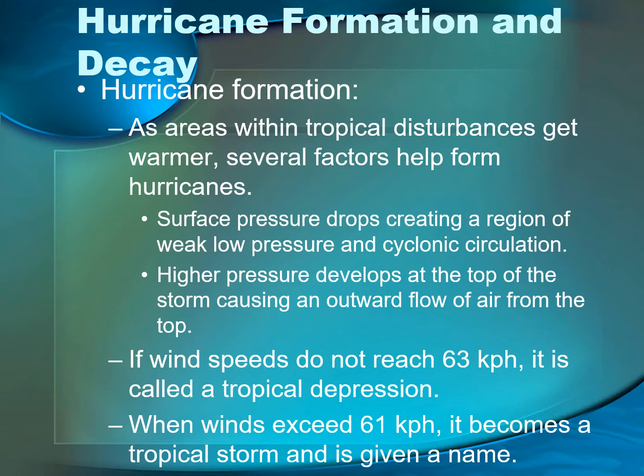And we have some numbers listed here in kilometers per hour, but I'm just going to call them out in miles per hour. So at first, it's just simply a tropical depression that may or may not turn into anything. But if your wind speeds reach 39 miles per hour, then it becomes a tropical storm. And at that point, it will be given a name. And if the winds reach 74 miles per hour, then it will become a hurricane. Well, category 1 hurricane.